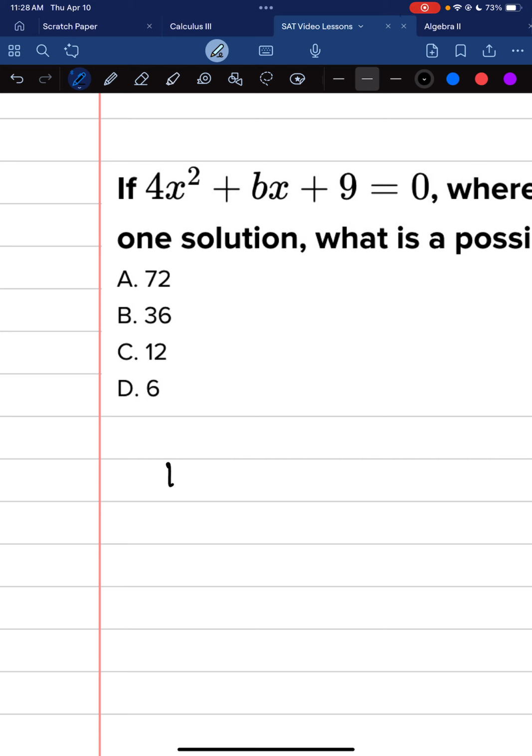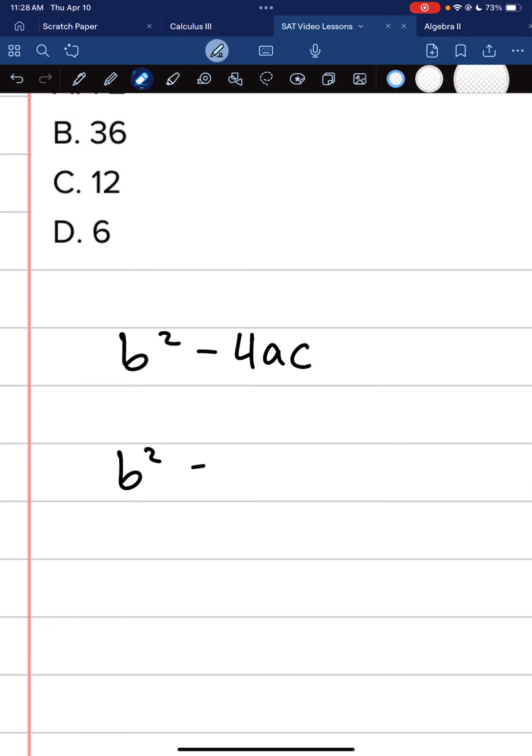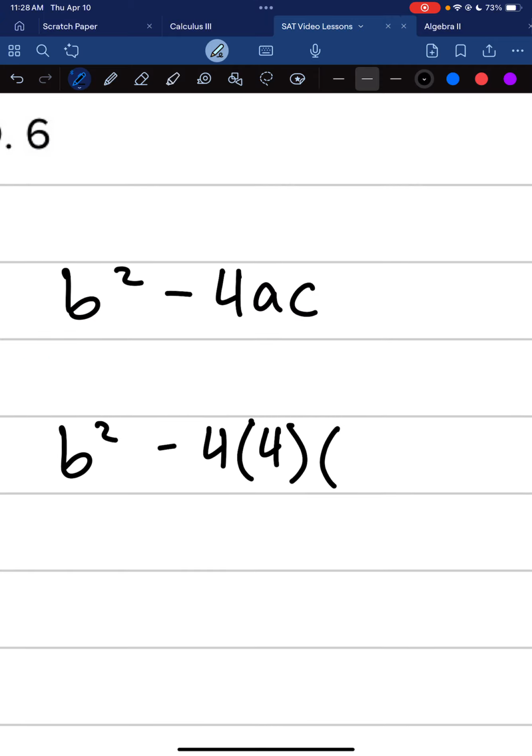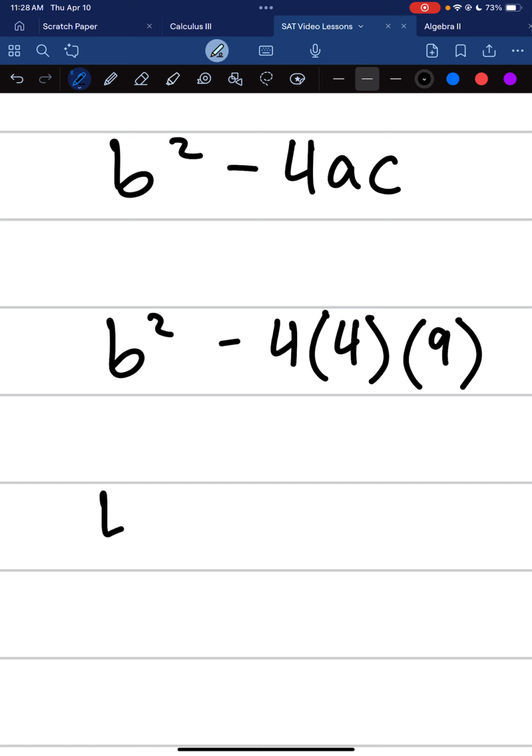Remember that when the discriminant is equal to 0, we have one real solution. So remember, the discriminant is equal to b squared minus 4ac. In this case, our a value is 4, b value is b. So I end up with b squared. It literally is just b squared since that's what our b value is. And then minus 4 times a, which is 4, times c, which is 9. So we have b squared minus 4 times 4 is 16. And let's see, 16 times 9 is 144.